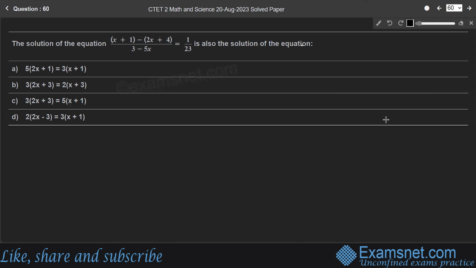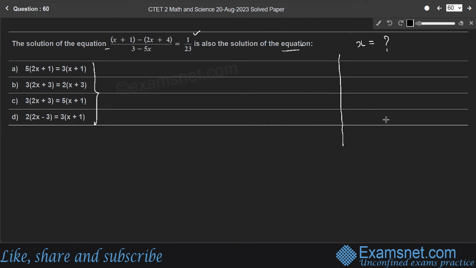Question 60. The solution of the equation is also the solution of the equation. So here, let us find the solution of the equation. That means the value of x, right? What is the value of x in the given equation? Out of 4 options, which equation has got the same solution, the same value of x, that we need to find. So for that, let us consider the solution of the given equation here, right?